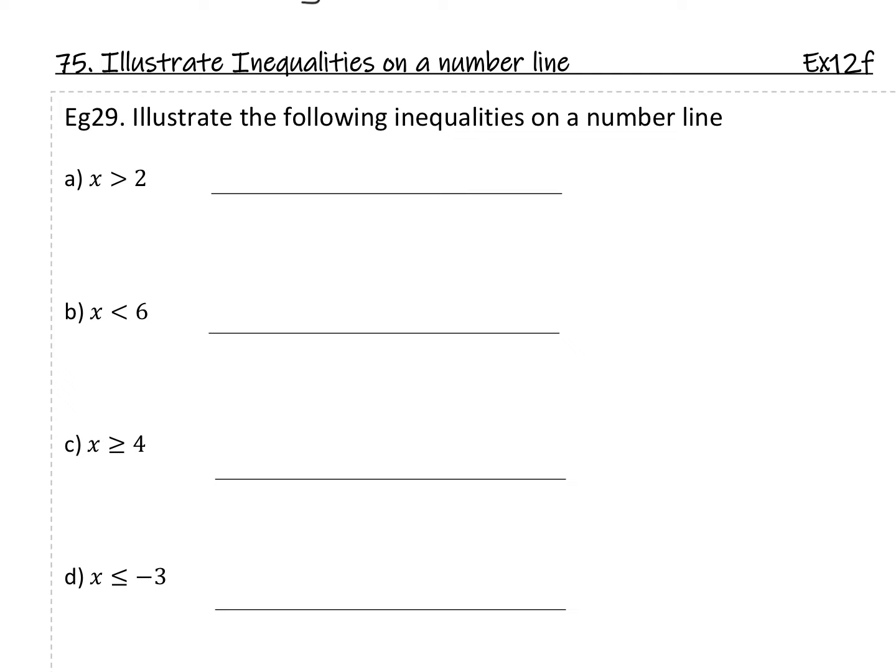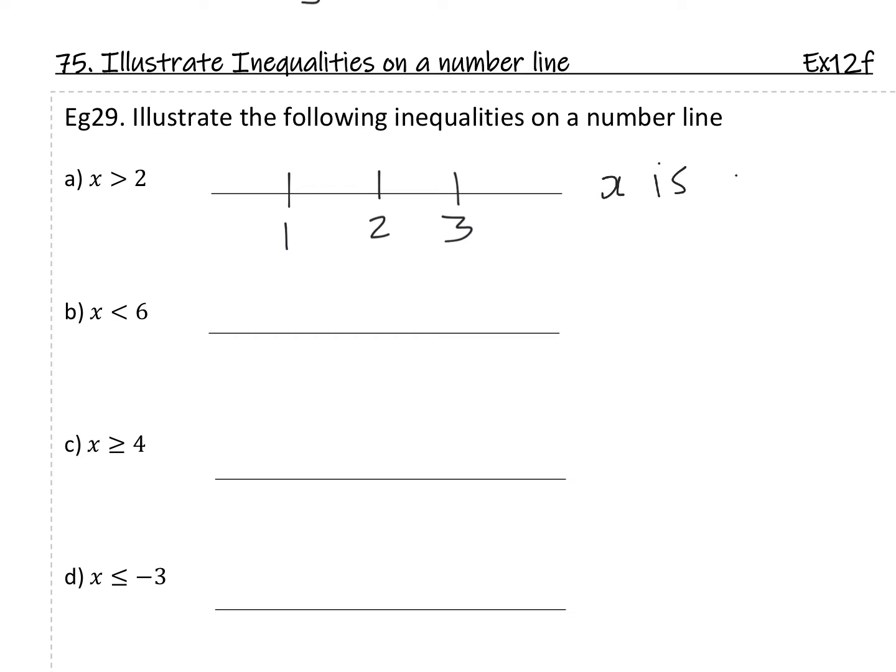So we've got x is greater than 2. So the key point is going to be around the 2. We'll do a number above it and a number below it, but the important one's the 2. X has to be greater than that. So just write what that means.